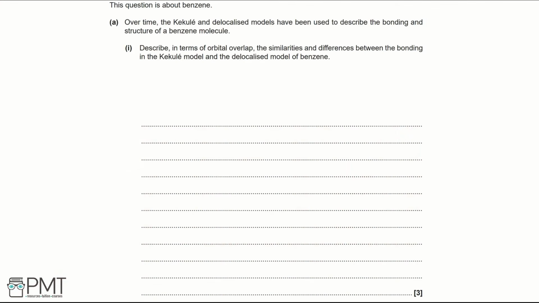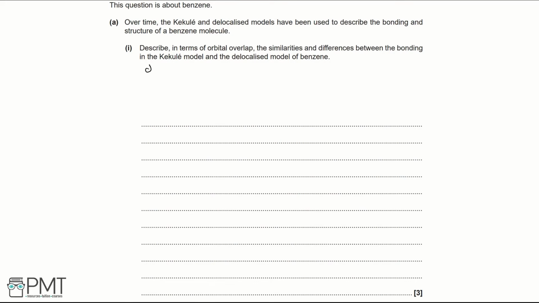This question is about benzene. Part A. Over time, the Kekulé and delocalized models have been used to describe the bonding and structure of a benzene molecule. Part 1. Describe in terms of orbital overlap the similarities and differences between the bonding in the Kekulé model and the delocalized model of benzene.